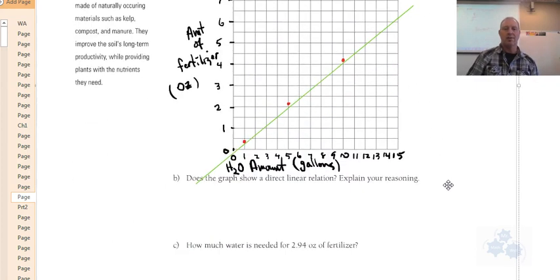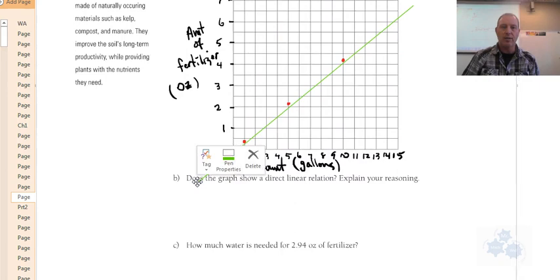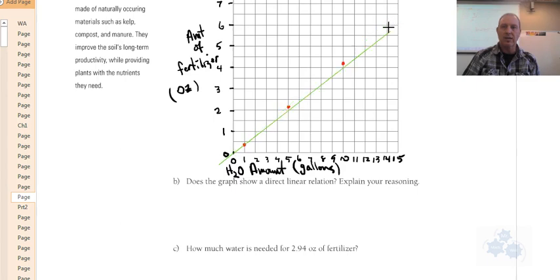You don't have to draw this line, but the second question says, does the graph show a direct linear relation? Now, if I was able to, I'll see if I can do it. If I was able to get this line to go right through these points, oh, come on now. Come on. There we go. Okay, does it look like it goes through the origin here? Yeah, it does.